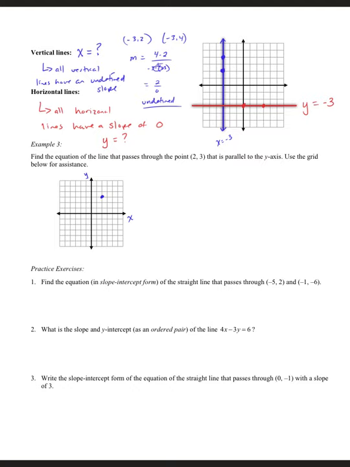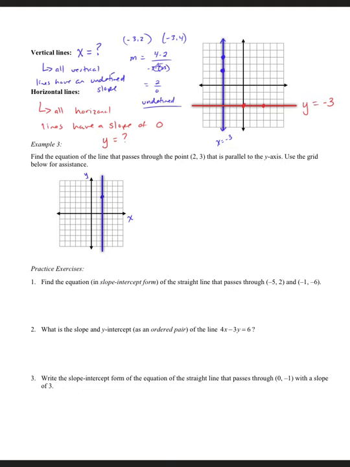Okay, well, first thing I did is plotted the point 2, 3, and I also noted my x and my y-axis so I can see. So I need to find the equation of a line that goes through this point here, but that's parallel to the y-axis. Well, the only way I could even draw a line parallel to the y-axis through that point would be a line like this. That would be parallel to the y-axis, and it goes through that point.